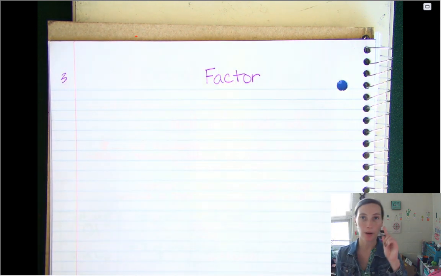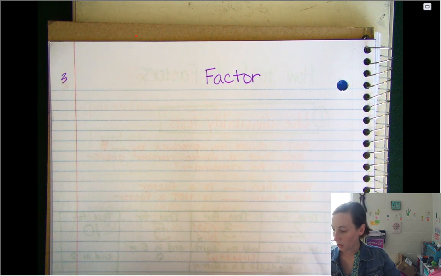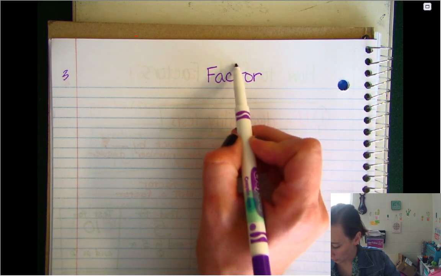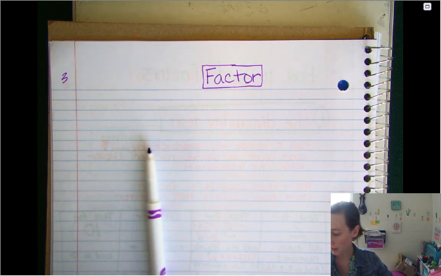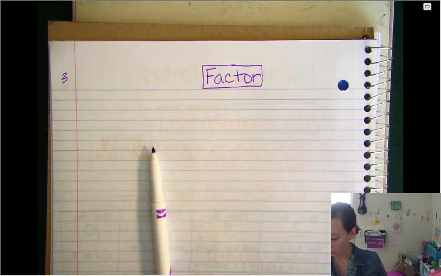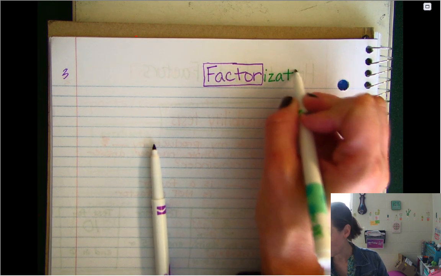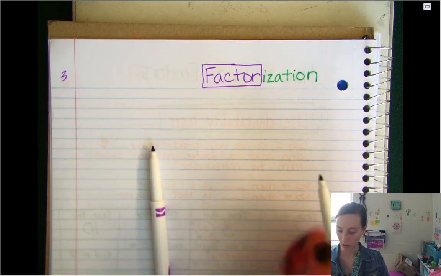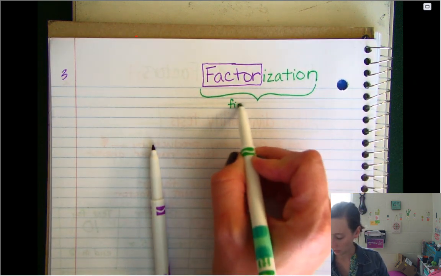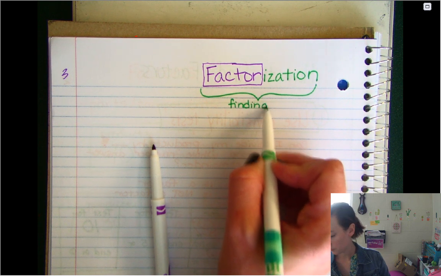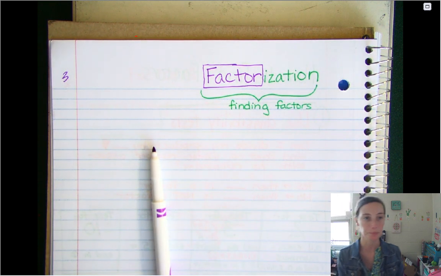And take a second to think about what factors are. Factors are the numbers we multiply together to get a product, right? So this is the root of what we're doing, we are finding factors. When we find the factors of a number, we say that we are factorizing it, or the factorization of a number is finding its factors. So this is just a fancy word for saying finding factors, or listing factors, or identifying factors, whatever you want to say.